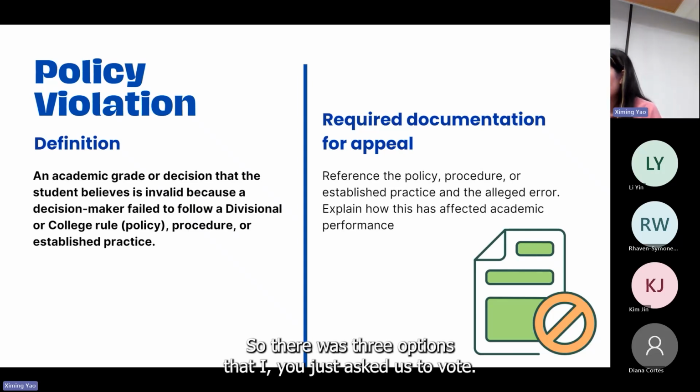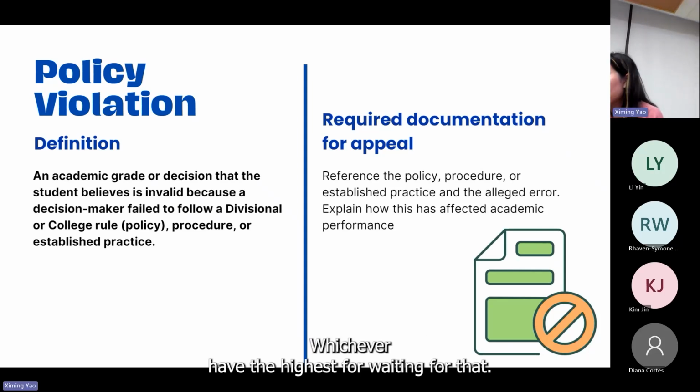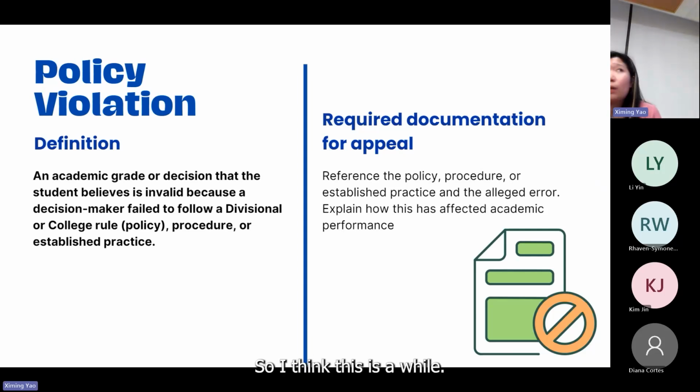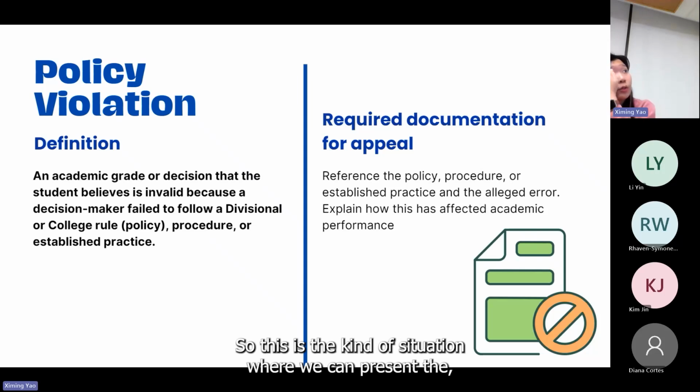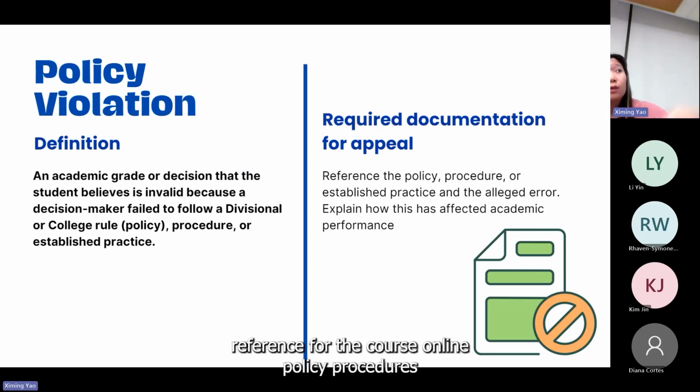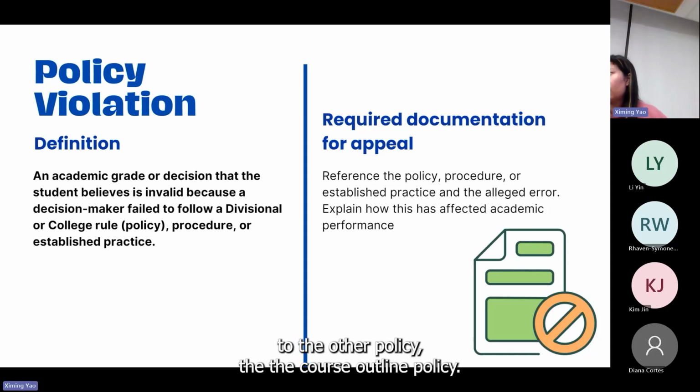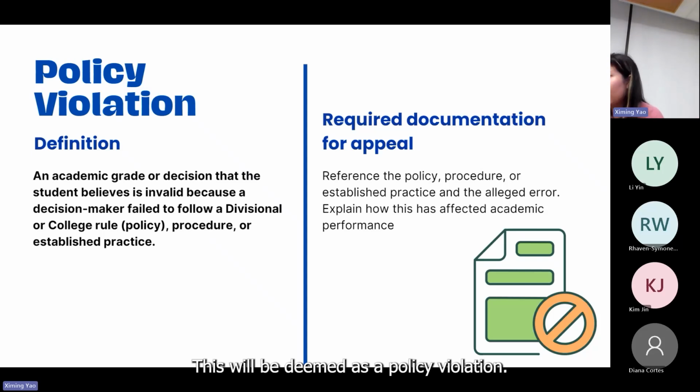No, there were three options that we were given, and he just asked us to vote. Whichever had the highest vote, he went with that. The course outline wasn't that. So I think this is a violation of the course outline policy within the college. This is the kind of situation where we can present the reference to the course outline policy procedures and point out that what the professor is doing is not adhering to the policy, and as such this will be deemed a policy violation. And yes, you can appeal for it.